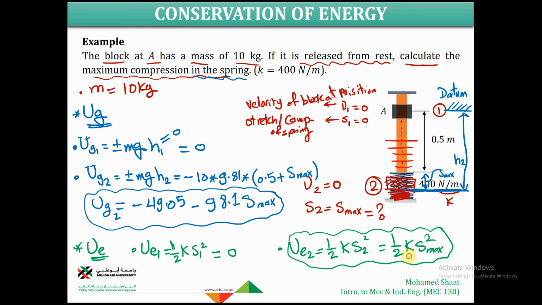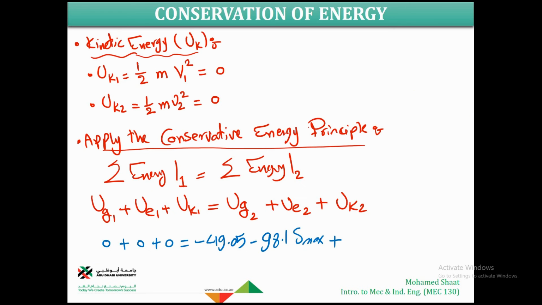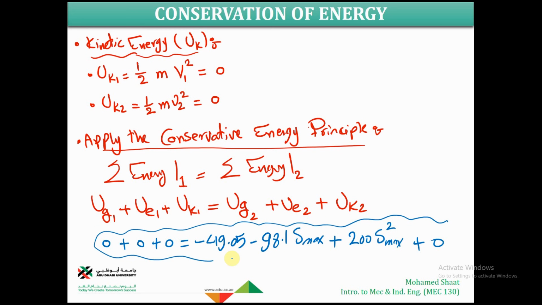So half times 400, this gives 200. So this is 400, I'm sorry. So half times 400 gives 200 times S maximum squared, plus the kinetic energy at position 2, which is already 0. So as you can see, we're going to end up with an equation. This equation has only one unknown, which is S maximum.